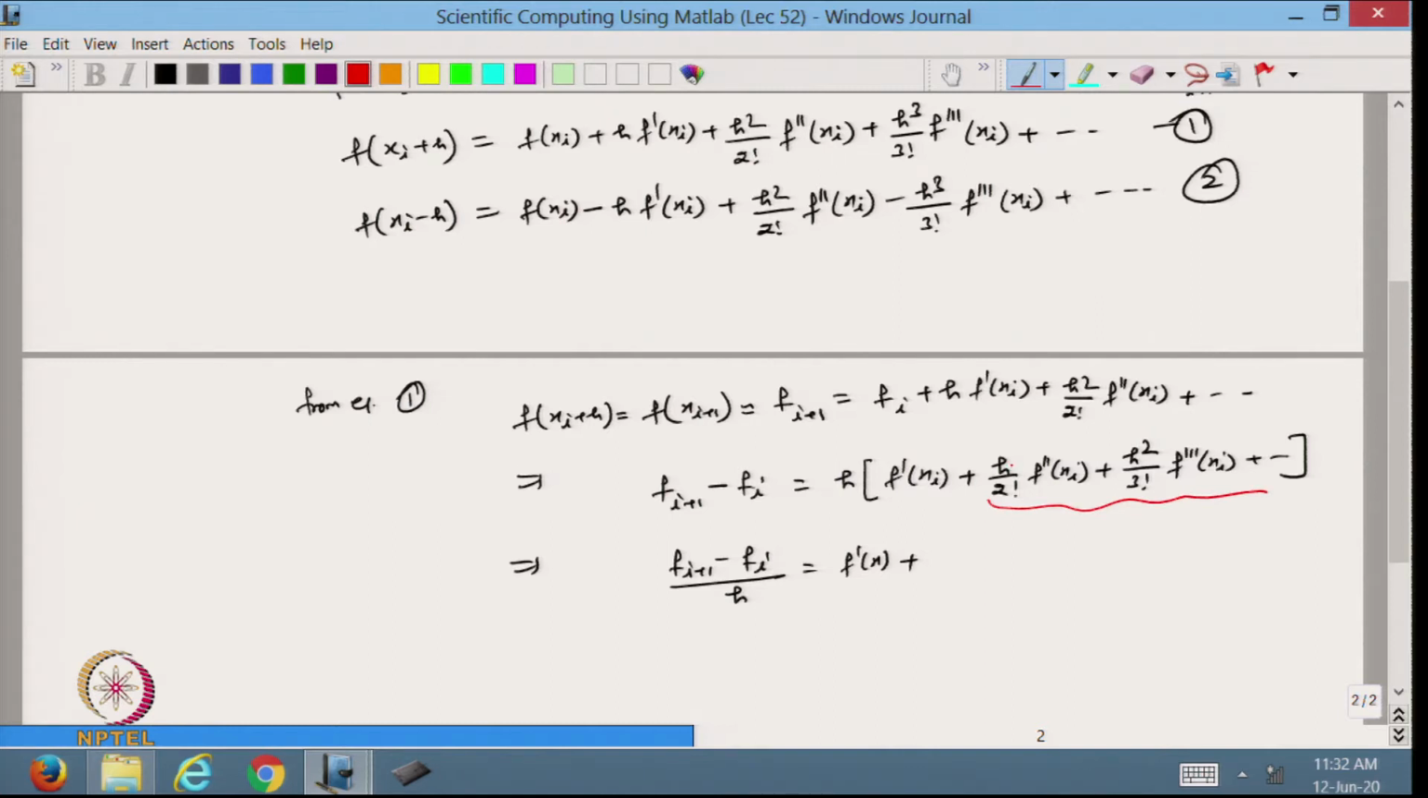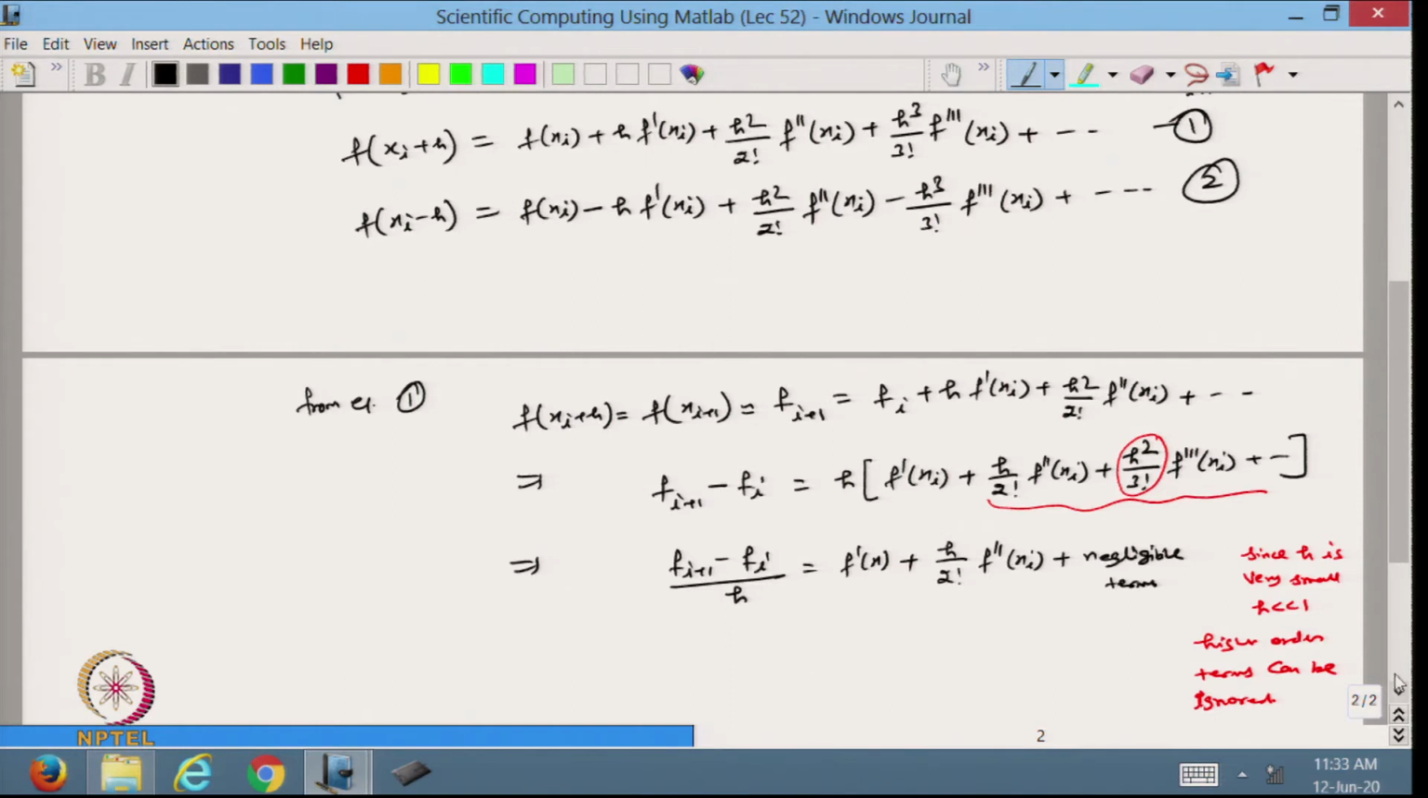All these terms will contain the value of h, then h square. Since h is very small, we choose h very small, then the higher order terms can be neglected, can be ignored, because the higher terms will be very small. So these terms will be very small as compared to this term, and the next term will be even smaller. So from here I can write that this can be written as h by 2 factorial f double dash xi plus other negligible terms.